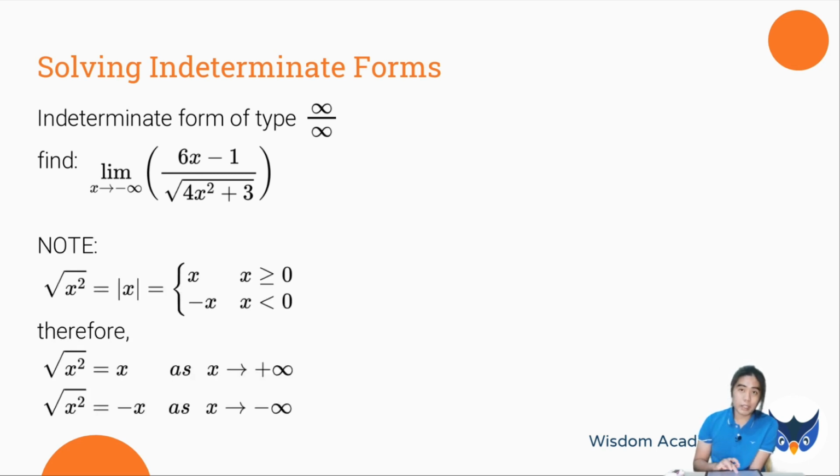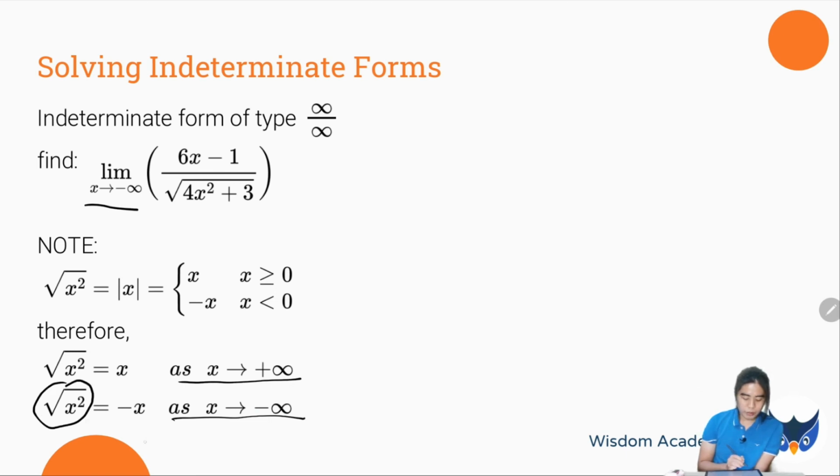Paano natin isosolve to? So, similar lang din yung approach na gagawin natin. Pero una muna, kailangan natin na i-remember na square root of x squared is just equal to the absolute value of x, where this will be equal to x at x is greater than 0, and negative x at x is less than 0. Okay? So, since hinahanap natin dito, x approaches negative infinity. So, as x approaches negative infinity, yung square root of x squared equal siya sa negative x. Kapag naman x approaches positive infinity, yung square root of x squared equal siya sa positive x. Okay?